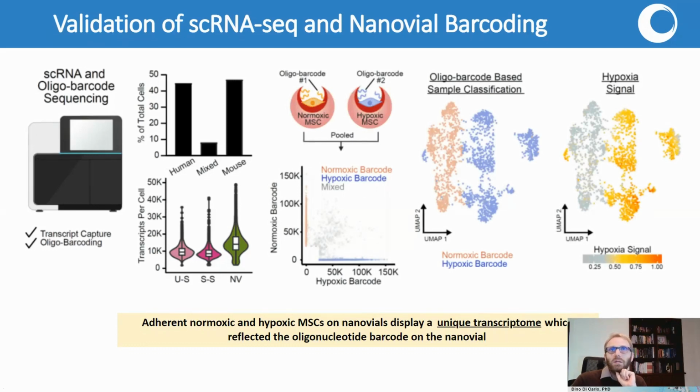We also did a mixing experiment where we barcoded the nanovial type. So we had 2 different treatments, a normoxic treatment and a hypoxic treatment. And what we see is, yes, we can pull out the normoxic barcodes from the hypoxic barcodes on the nanovials. And if you look at the mixed UMAP with the barcodes overlaid, you can see the hypoxia transcriptomic signal overlays very nicely with the hypoxic barcode. So this is giving us confidence that this type of workflow works.